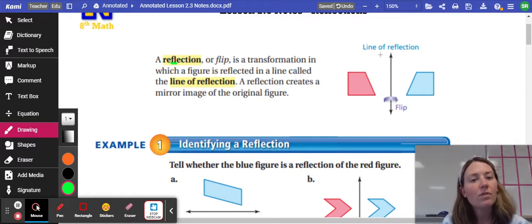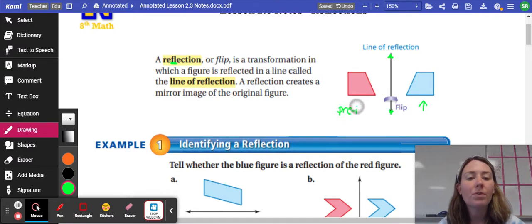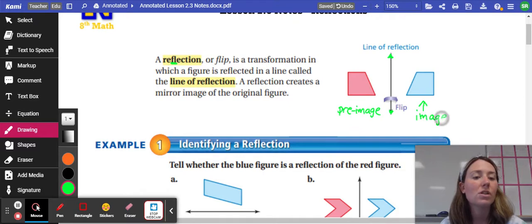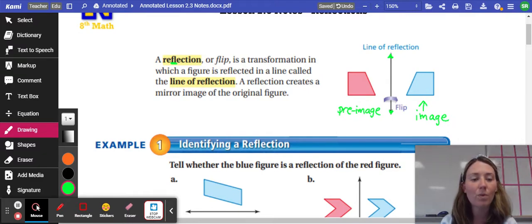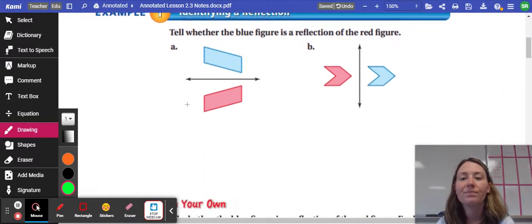So if you look at this example to the right, we have the line of reflection right here. And this red image is flipped over that line to create a mirror image on the other side. So again, whatever you start with is called the pre-image. And what you end up with, we just call the image. A reflection is when the pre-image is flipped over a line of reflection to create the image. It looks like a mirror image on the other side. Okay, so let's go ahead and look at example 1, identifying a reflection.